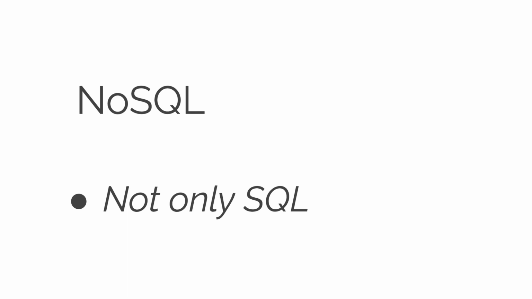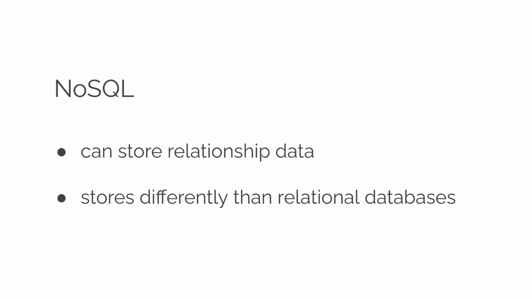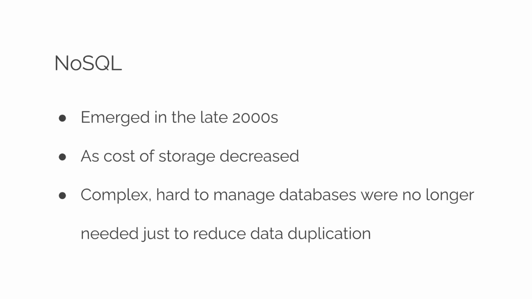MongoDB is a NoSQL database, which means not only SQL. You may also hear not SQL. NoSQL means that the database is non-tabular and non-relational, which means that it stores data differently from a relational table like MySQL or SQL or PostgreSQL. NoSQL can still store relationship data, it just stores it differently.